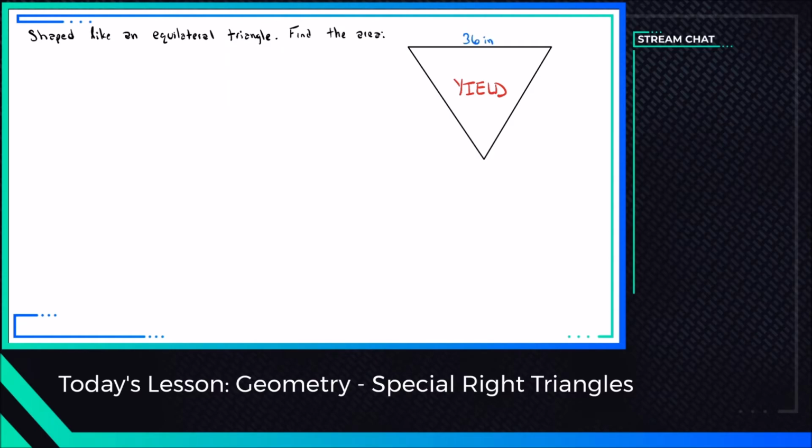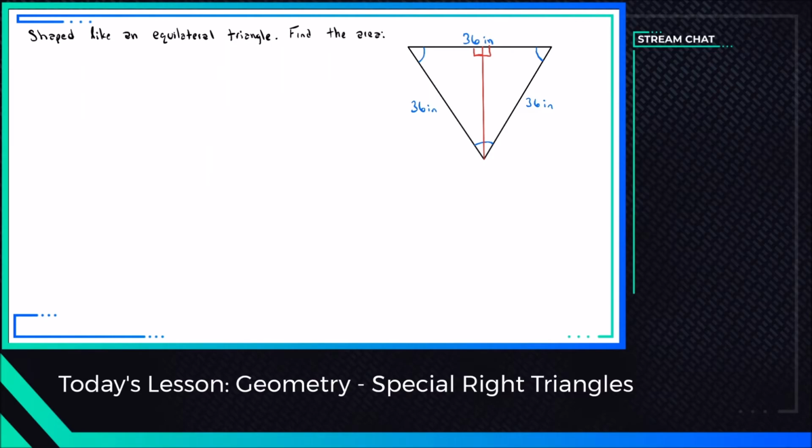Because this is an equilateral triangle, we know that each one of these angles are congruent, and those are all going to be 60 degrees. We also know that all three sides are congruent, so those are all going to be 36 inches. So we can break this equilateral triangle in two by splitting it down the middle. So we're going to erase that, and we're going to take this and split it down the center. And when we do that, this is going to intersect perpendicularly.